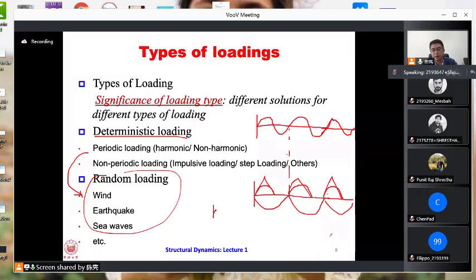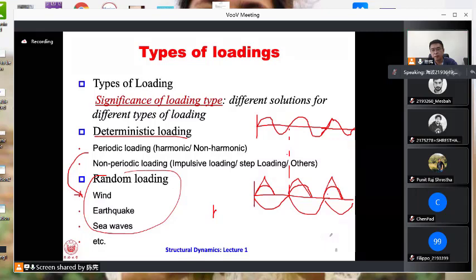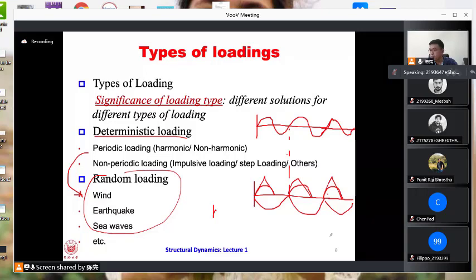One by one. In case of compaction, when we are using some kind of compactor, we only have a non-periodic loading in one direction, that is by blows. Can we say that that is non-periodic loading?